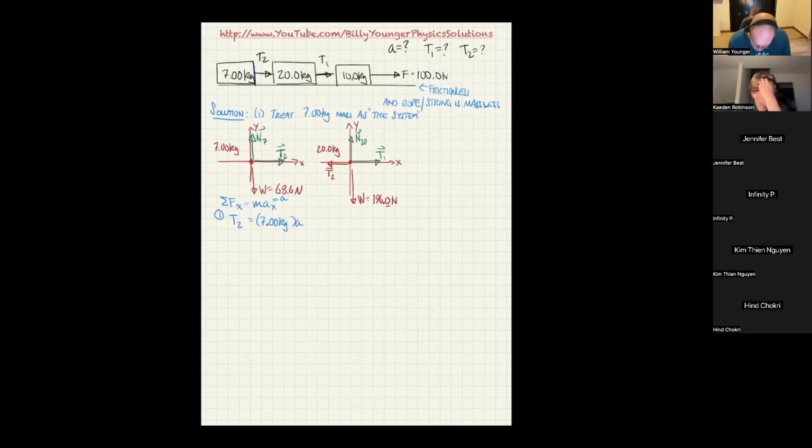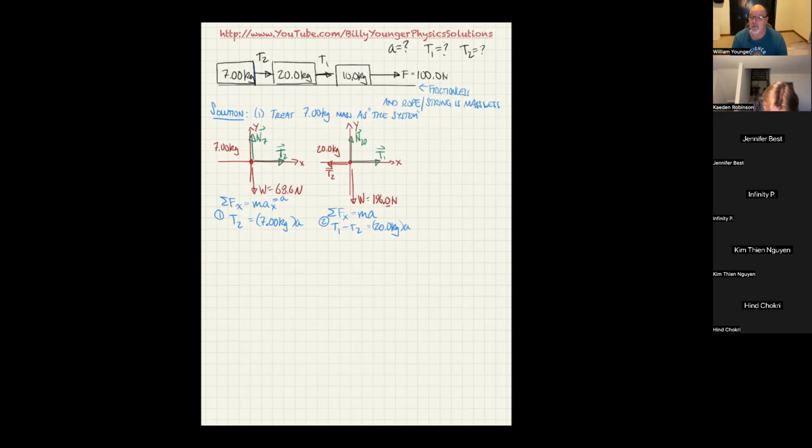So again, I'm going to take the summation of the forces in the x direction equals mass times acceleration in the x direction. And of course, I'm using the new knowledge that I have, which says that the acceleration's a constant for all of them. Now, in this case, I have T1 minus T2 is equal to 20.0 kilograms times A, and I'm going to call that equation 2.